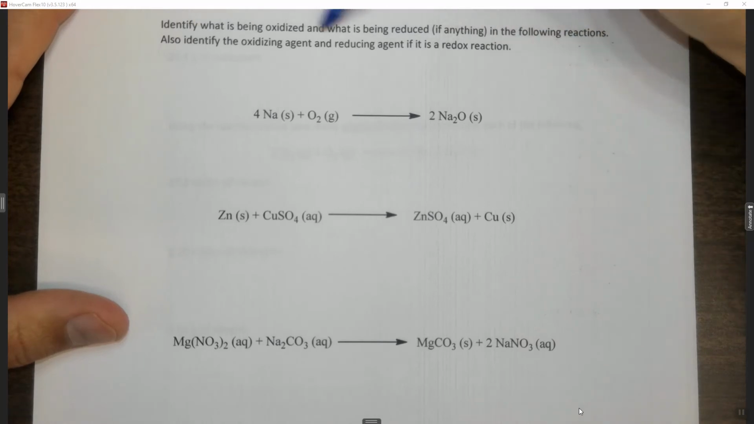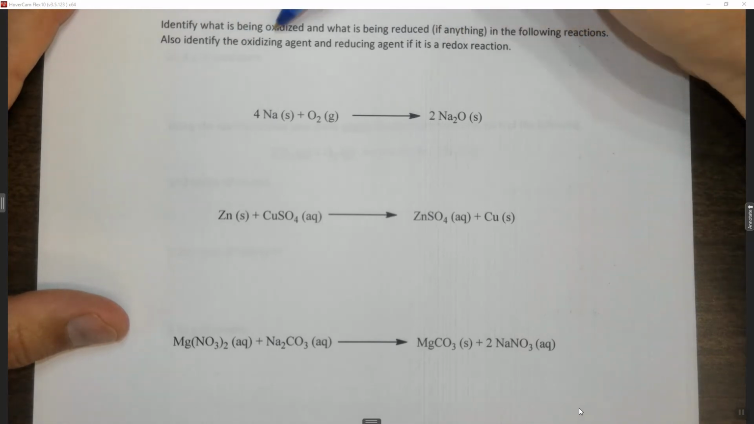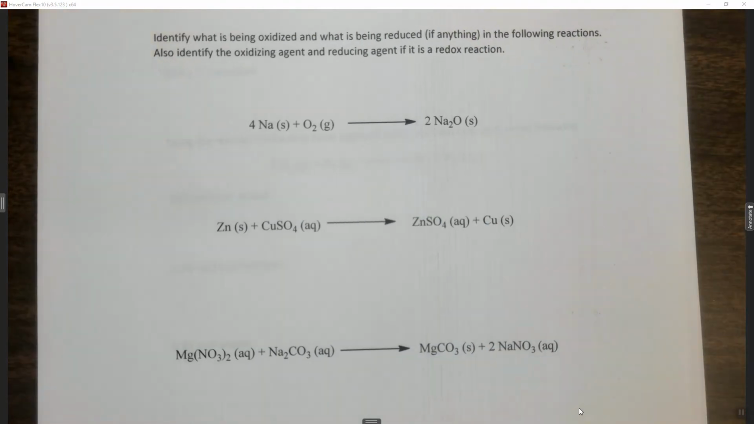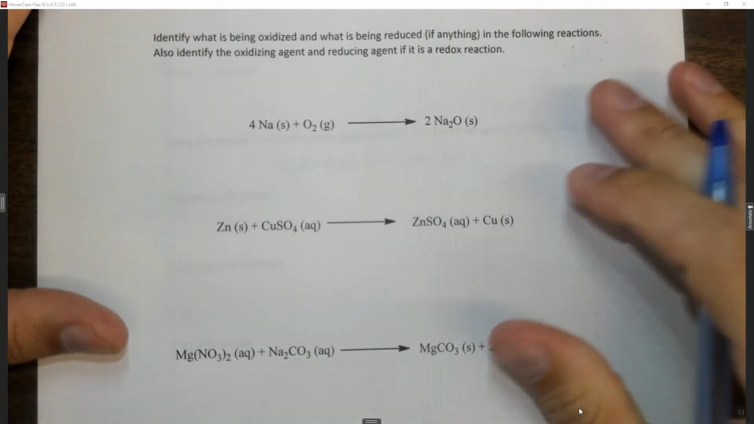It says, identify what is being oxidized and what is being reduced, if anything, in the following reactions. Also identify the oxidizing agent and the reducing agent if it is a redox reaction. So if you haven't watched the previous question, please do that first.